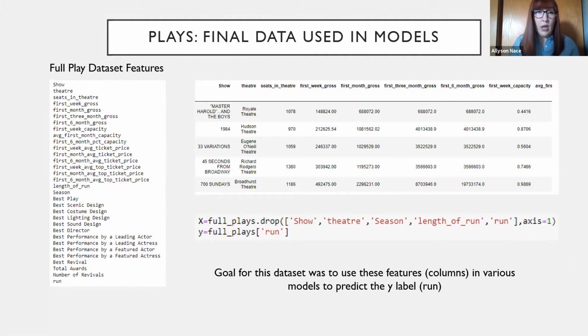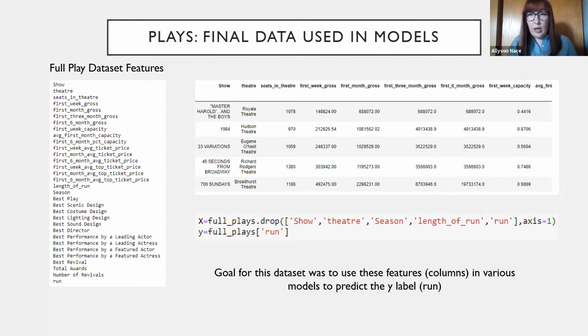And some of these I created myself, like the first week gross, the first month gross, the first 3-month gross, the first 6-month gross. All of those are ones that I was able to aggregate and calculate and grab from the original Playbill data set. And then I was able to average the capacities, so how were they filling their theater during their first month in the theater? How were they filling seats during their first 6 months?